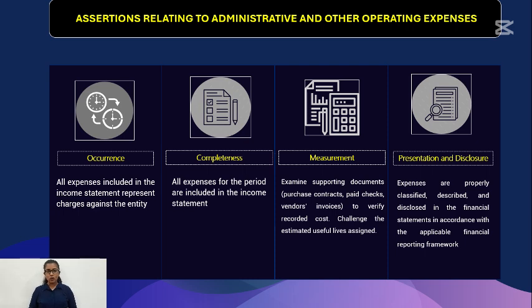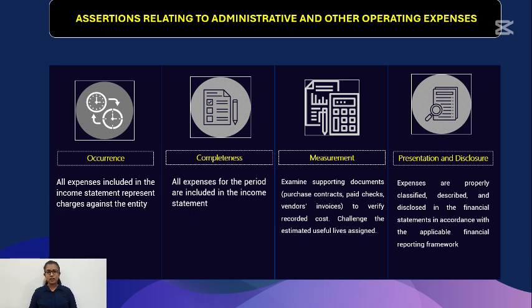For example, a significant increase in advertising cost is vouched to contract and invoice, ensuring its authenticity. This supports the occurrence assertion, confirming that recorded transactions genuinely happened. The completeness assertion ensures no expenses have been omitted, guaranteeing the financial statements reflect all selling and distribution expenses. We verify amounts to validate the measurement assertion, ensuring figures match source documents like purchase orders and invoices.